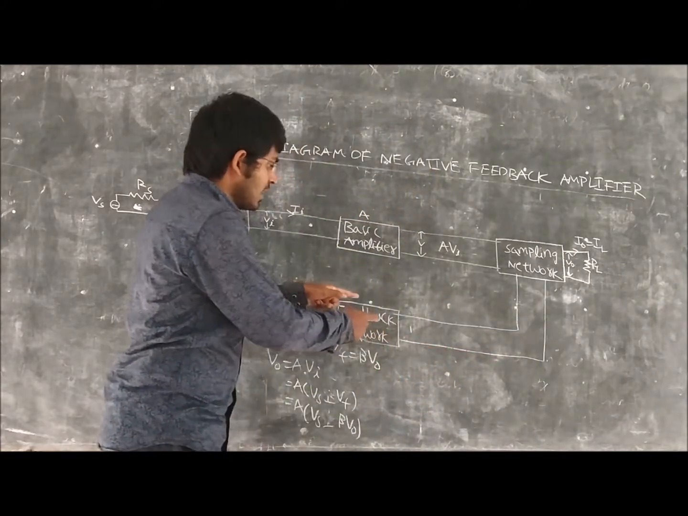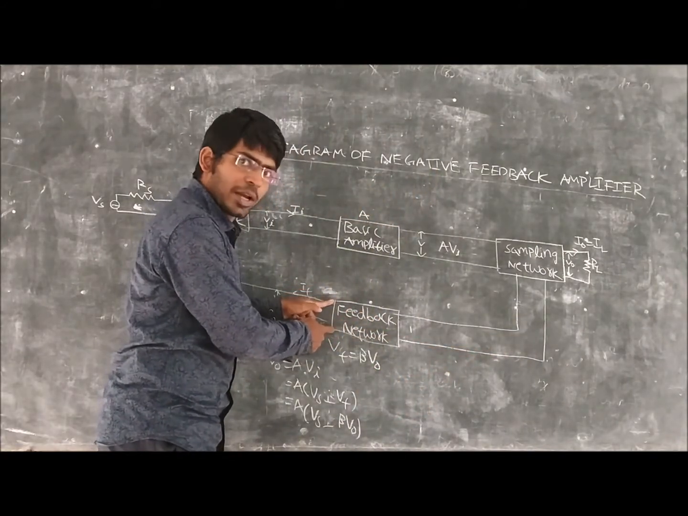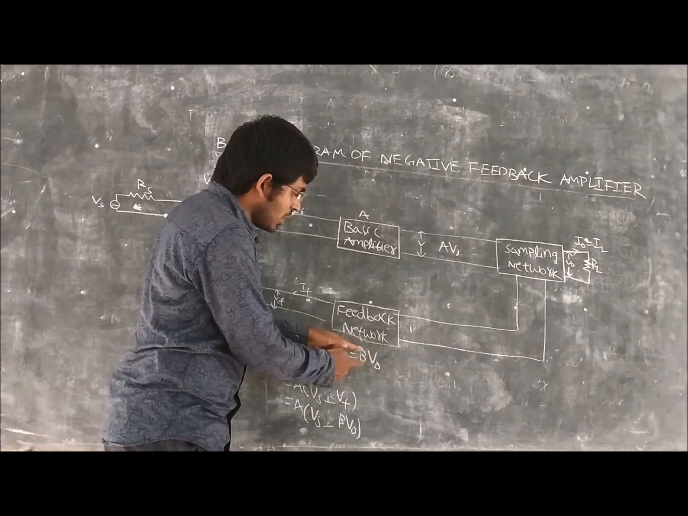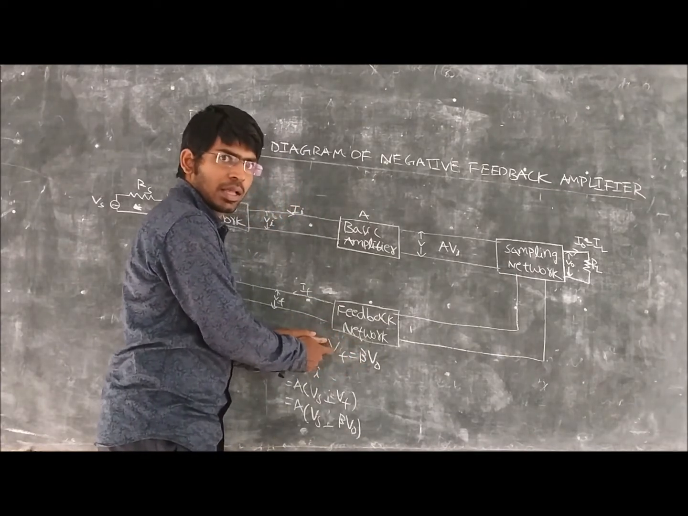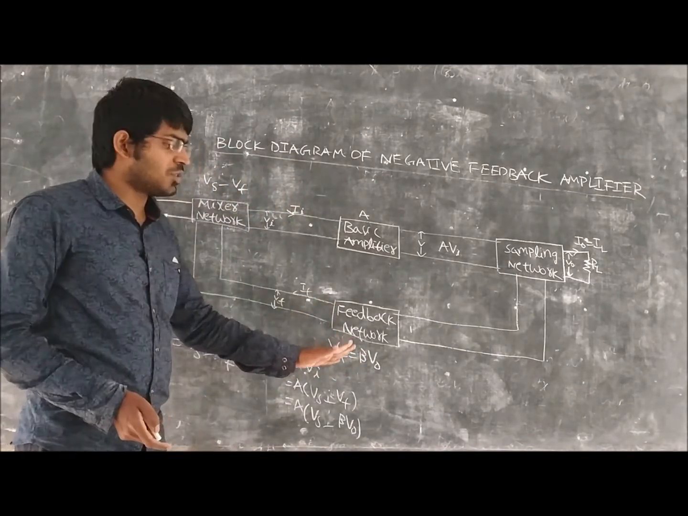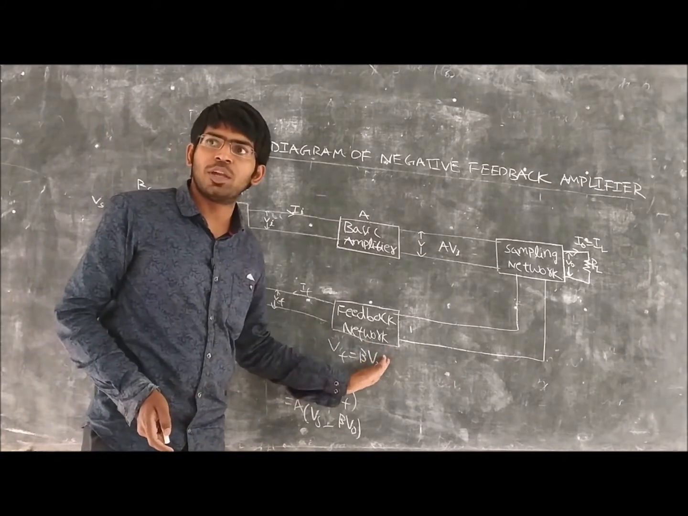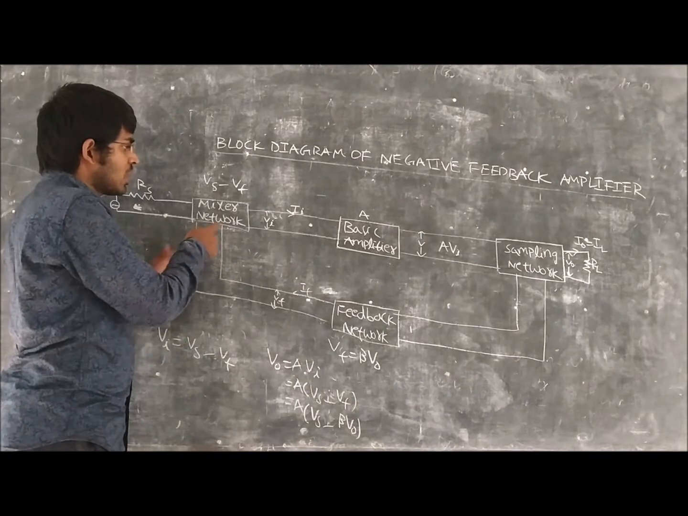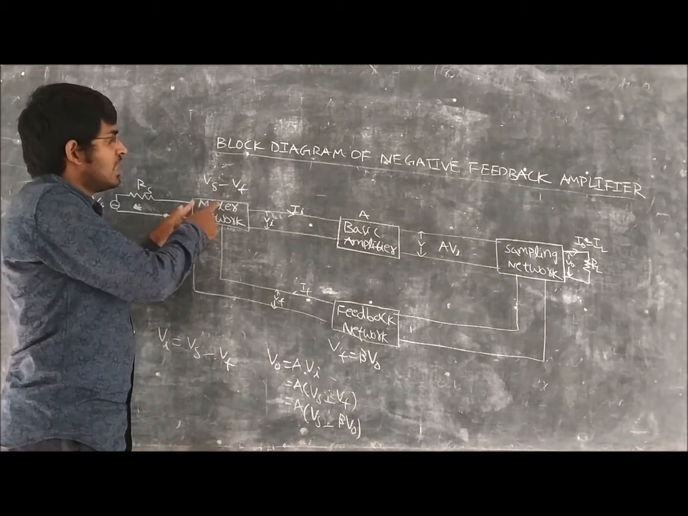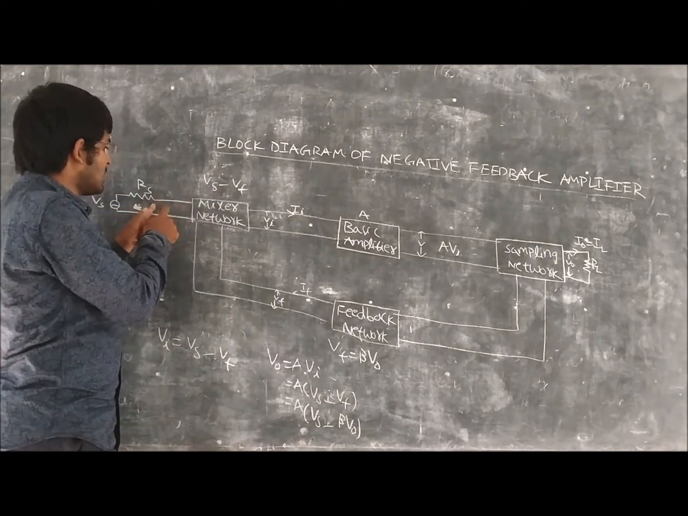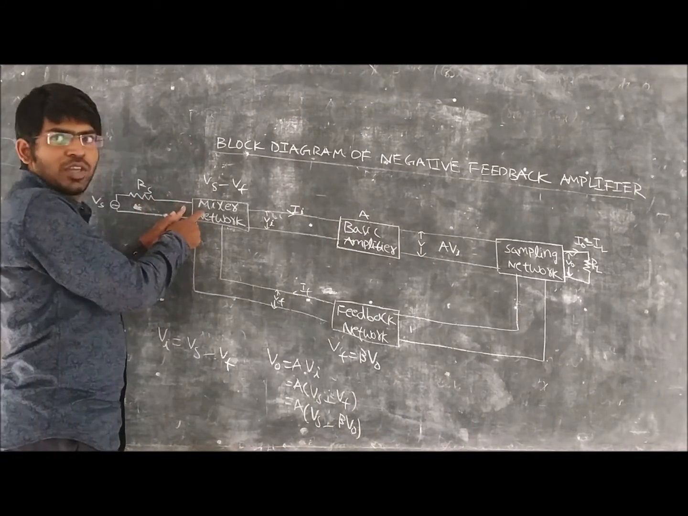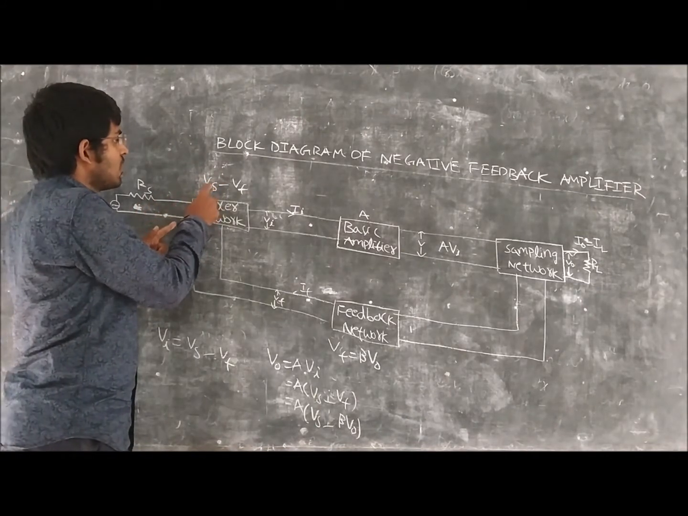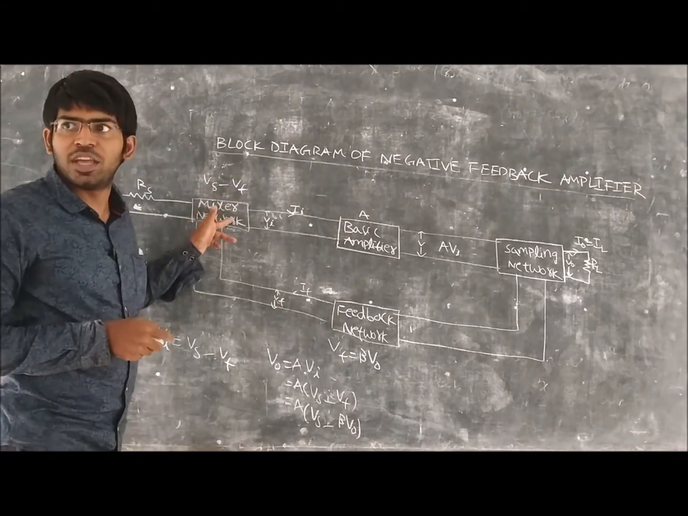Now we are taking a fraction of that and giving it to the feedback network. It multiplies the output voltage by a factor of beta. Then the output of the feedback network is Vf equal to beta into V0. This output of the feedback network is fed to the mixer network. The mixer network subtracts the feedback from the input Vs, so it gives Vs minus Vf.